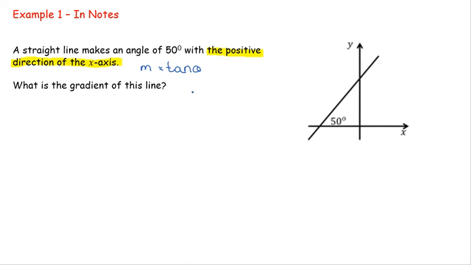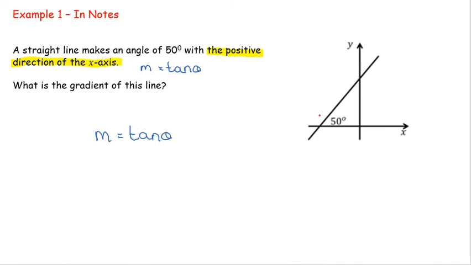Just bear in mind that if you were to work out the gradient of a line, usually we would take 2 coordinates and use our y2 minus y1 formula. We can't use it in this case because we don't know any coordinates. So we needed a new formula for the gradient. Once I've identified that it is m equals tan theta, the next thing I want to do is double check that I've got the correct angle. So this is where the positive direction of the x-axis comes into play.